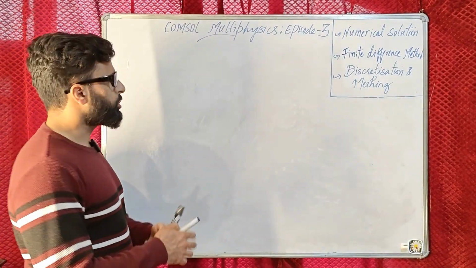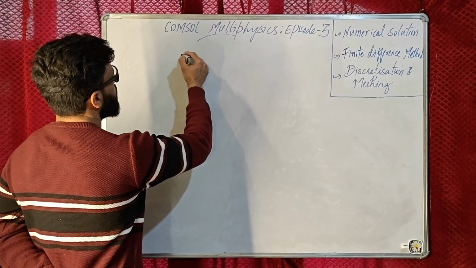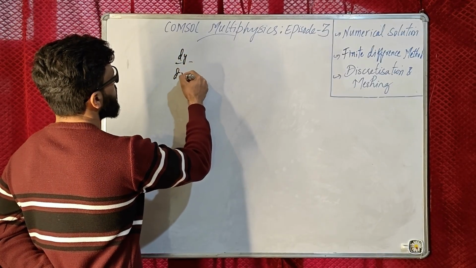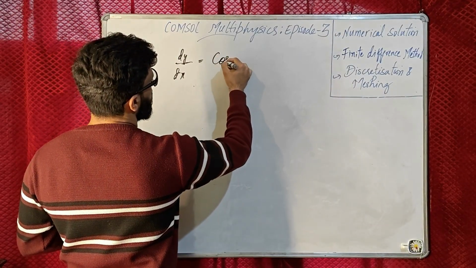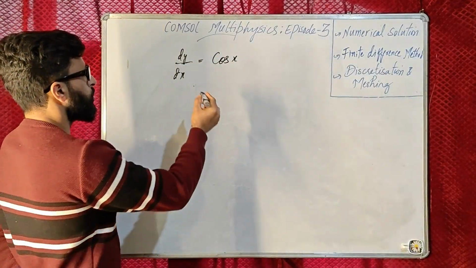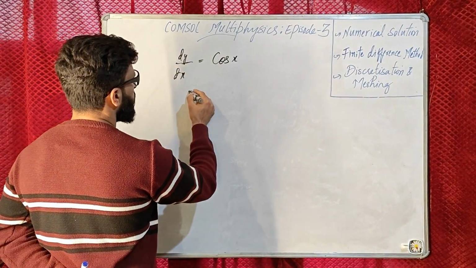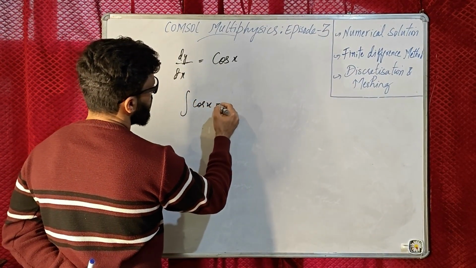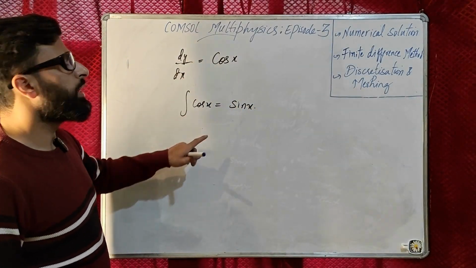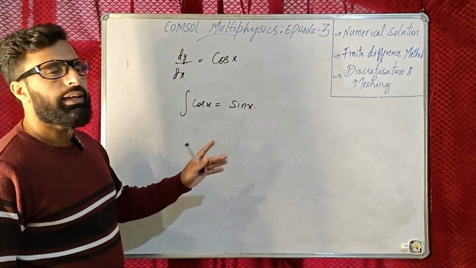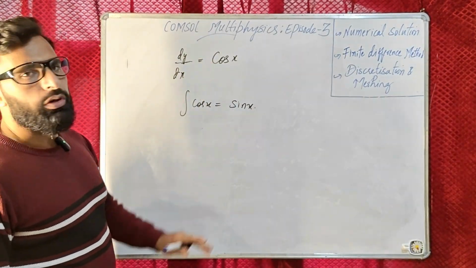Now, numerical solution. For example, we have a differential equation dy/dx = cos x. We know the antiderivative of cos x exists, and it is sin x. That means this differential equation can be solved analytically and we can get the solution. Why? Because the antiderivative of cos x exists.